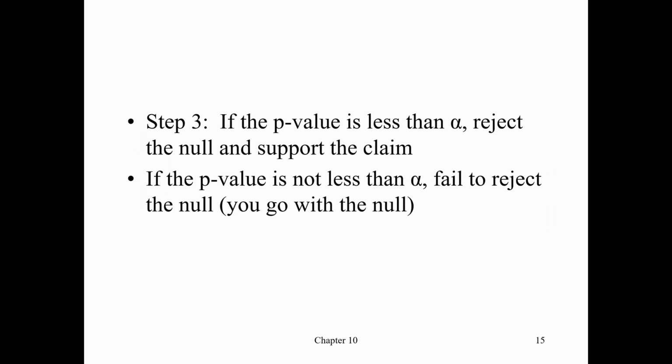So step 3, just like chapter 9, the final result is based on this rule. If the p-value is less than alpha, reject the null and support the claim. If the p-value is not less than alpha, then basically you have to go with the null, because you're not finding evidence for the claim.